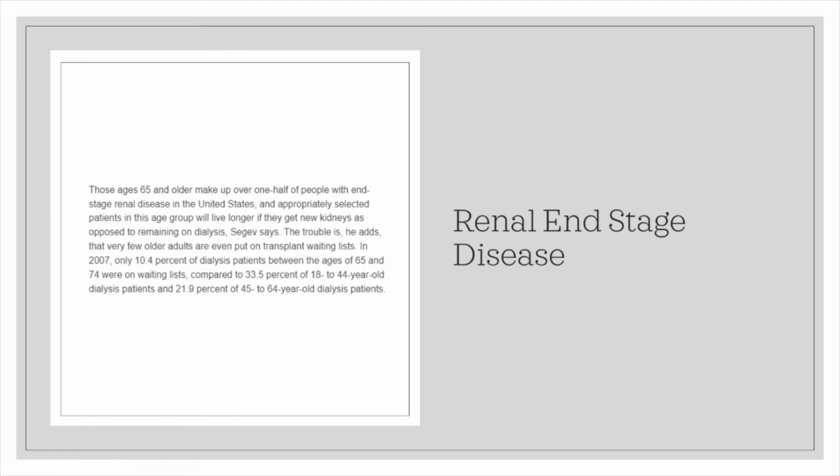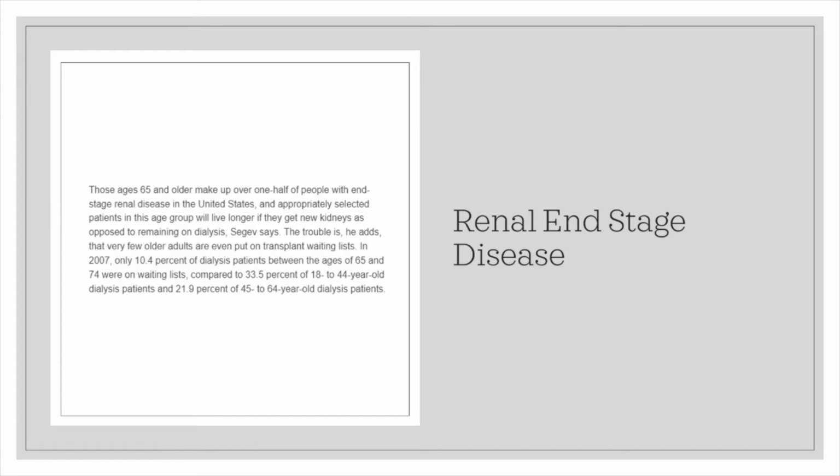An example of a disease that affects the elderly, which in turn requires them to get an organ transplant, would be end-stage renal disease. According to an article written by Johns Hopkins Medicine, those aged 65 and older make up over 1/2 of the people with end-stage renal disease in the United States. End-stage renal disease is a scientific term for kidney failure. It is due to a gradual loss of kidney function due to aging, a condition, or an issue with your body.